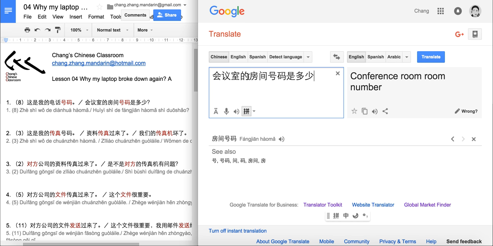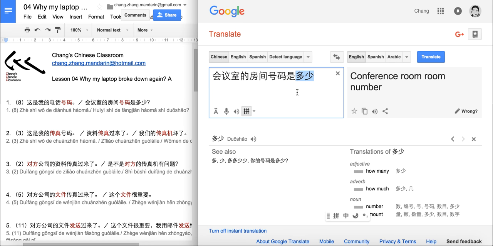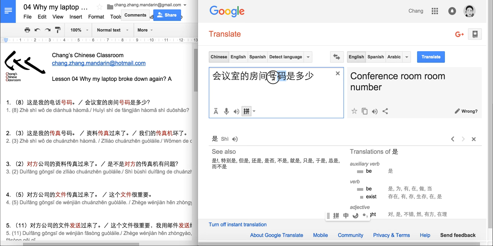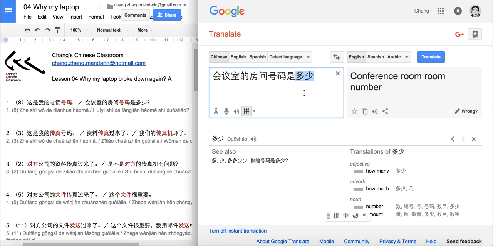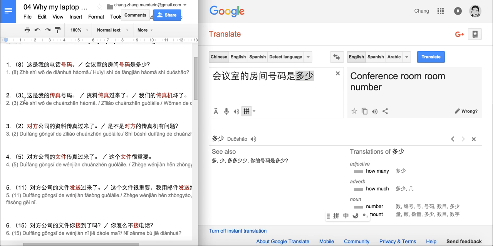So the room number of the meeting room is 多少, how many? Okay, pay attention to the translation. In English, that would be what is the number for the conference room? What is the number or the room number of the conference room or the meeting room? But in Chinese, we use 多少, how many, to ask for numbers. Okay, so pay attention to this one. Here is not 什么, it's 多少. Okay, sentence number 2.